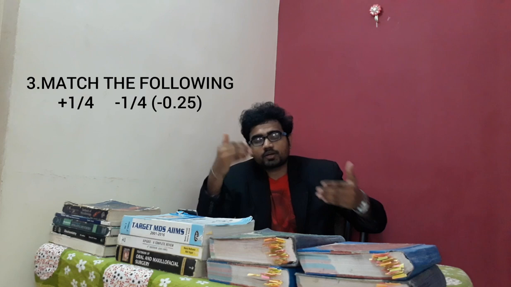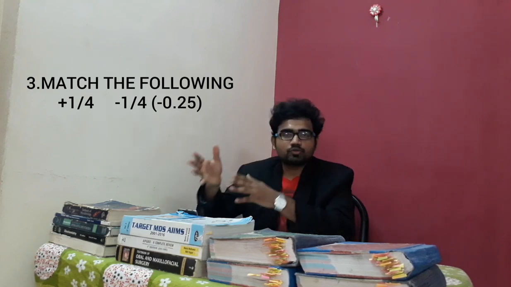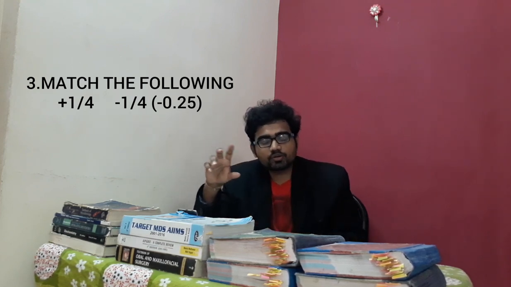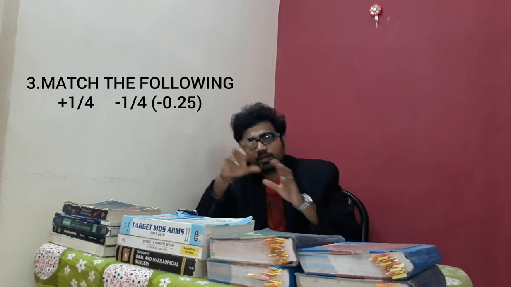Okay. Now next is match the following. So they give you 4 options. They are going to tell you to match the 4 to another 4. So for every correct answer, you are going to get +1/4. For every wrong answer, you are going to get -1/4, which is equal to -0.25.